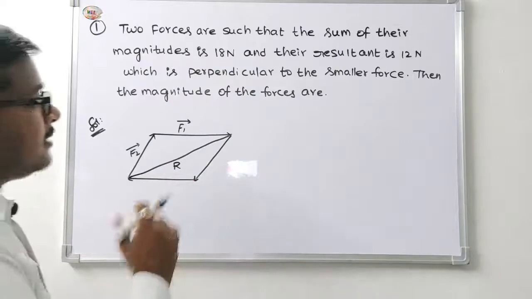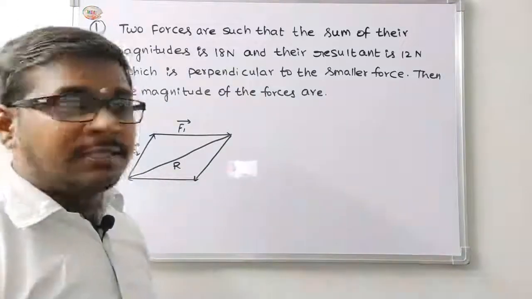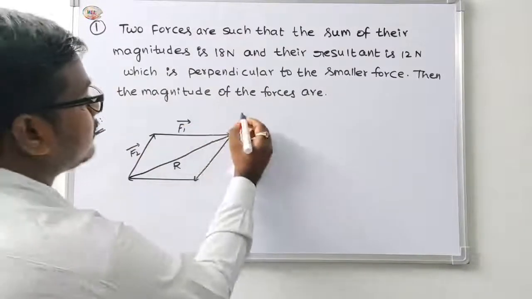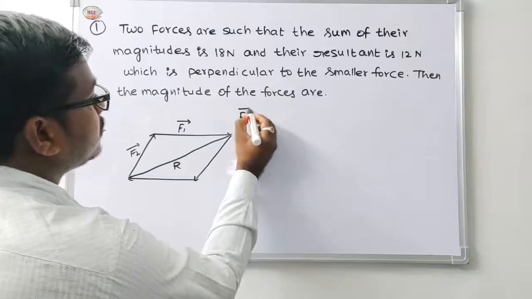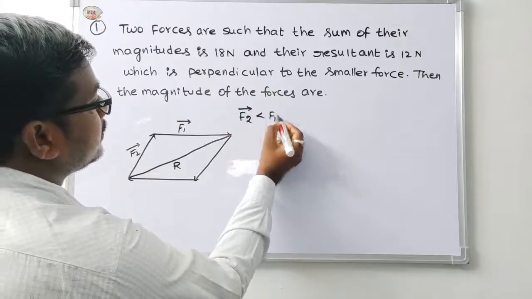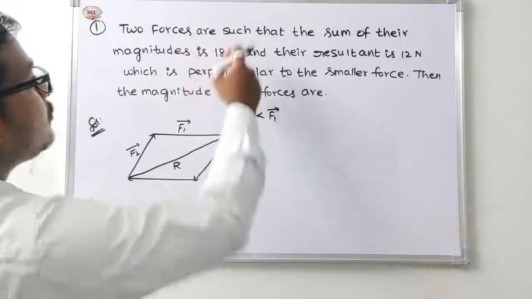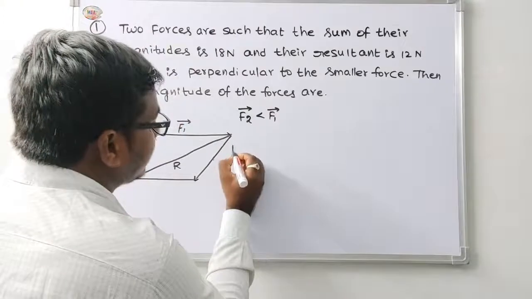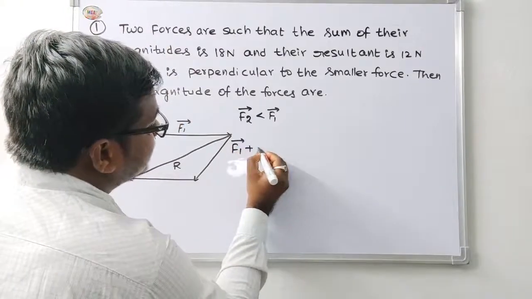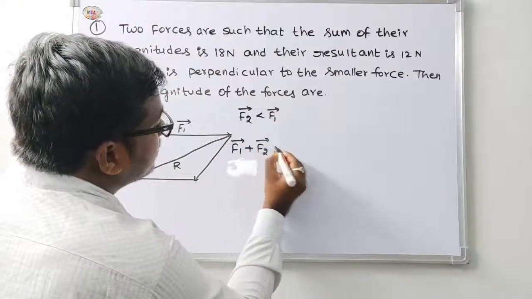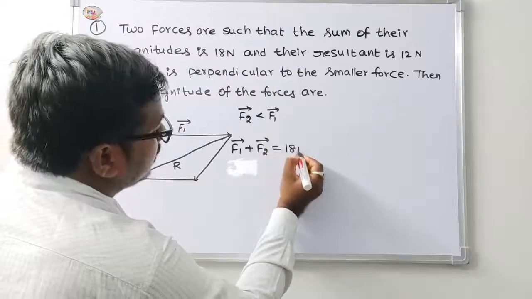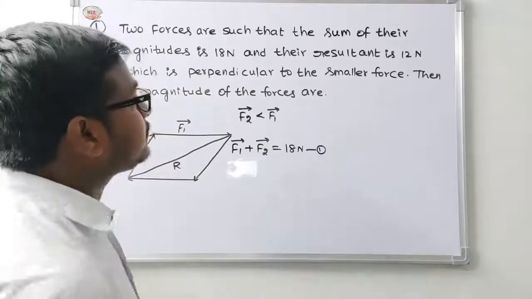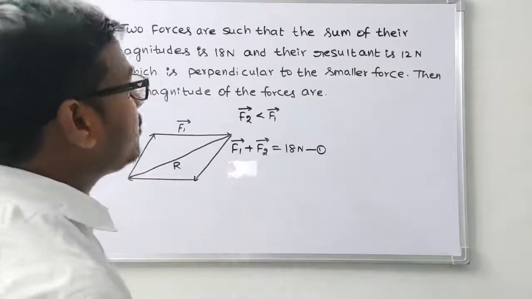So let us consider F1 and F2 are the forces. F2 is smaller than F1. The two forces are such that the sum of their magnitudes, F1 plus F2, is equal to 18 Newton. This is equation number 1. The resultant is 12 Newton.